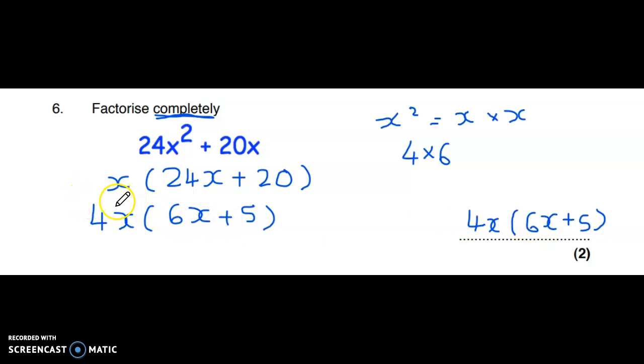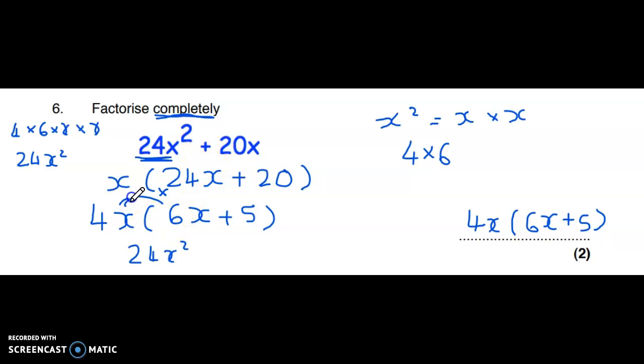If you want to check your answer, you can always multiply out. And remember, when we multiply a term over a bracket, we multiply the term outside the bracket by the first term first. So 4 times 6x, well, that's basically 4 times 6 times x times x. 4 times 6, 24. X times x, x squared. So we get 24x squared, which is what we would expect, isn't it? It's what we started off with before we factorised. Factorising being the opposite of expanding.